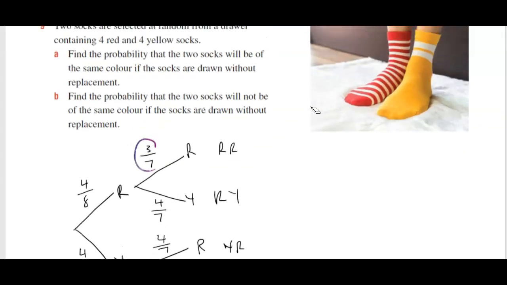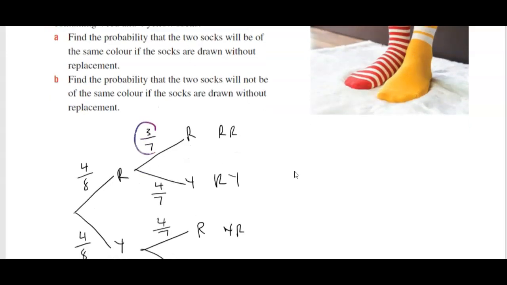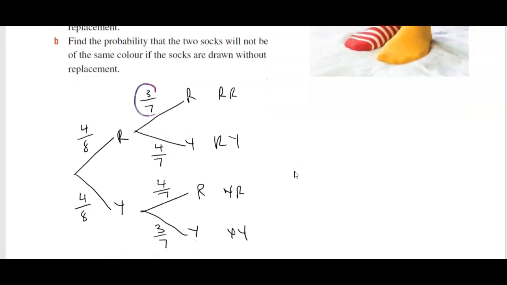Find the probability that the 2 socks will be of the same color. So you can have either red, red, or yellow, yellow. So we just go along the branches. So 4 over 8 times 3 over 7, and that is 12 over 56. And here we've got 4 over 8 times 3 over 7, so it's the same thing, 12 over 56.